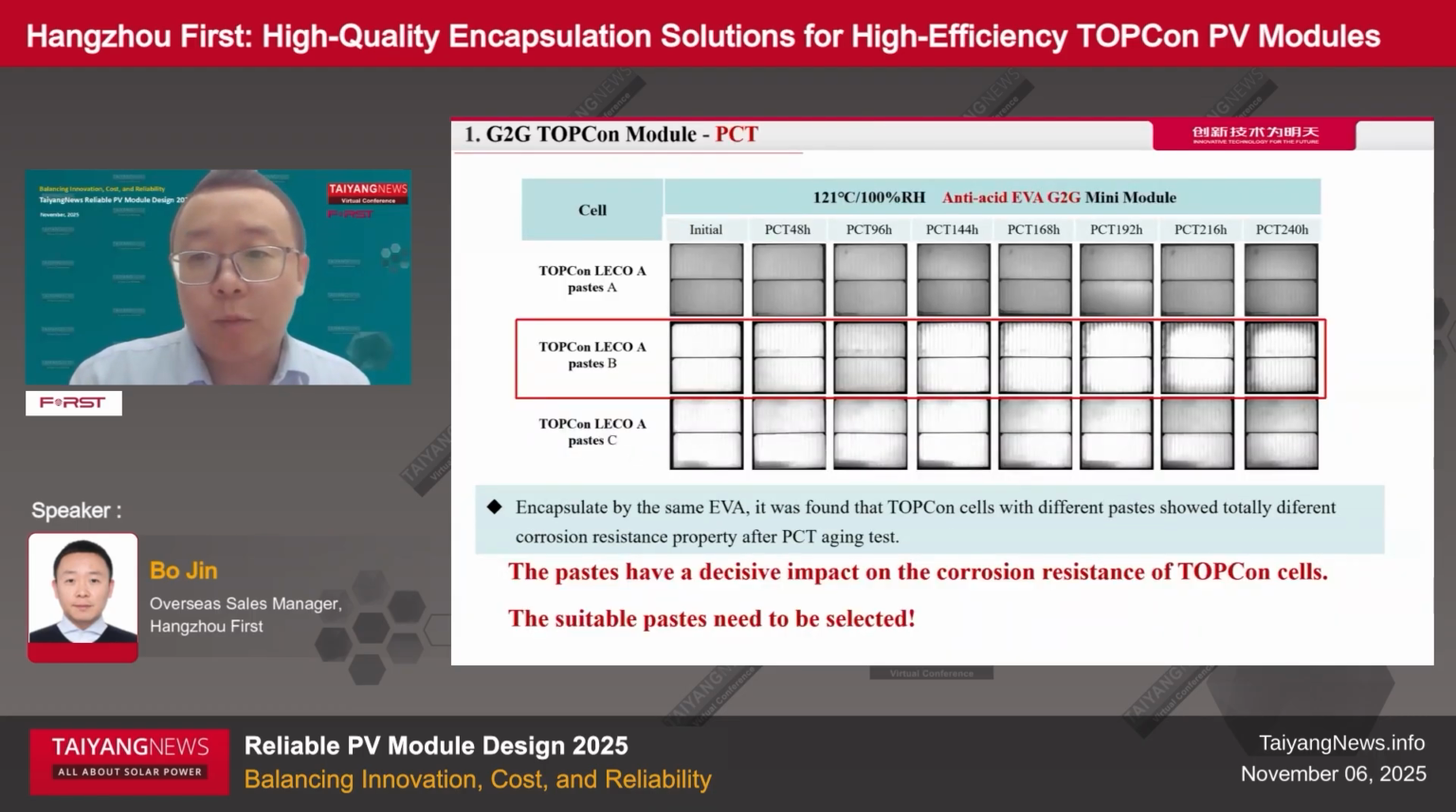So since we talked about the paste, we also did the TOPCon module test with different paste material, paste A, paste B, and paste C. You can see that by using different paste, the result is also very different. When we use paste B, the PCT test result shows the worst scenario. So in our opinion, the paste has a very decisive impact on the corrosion resistance of the TOPCon cell, and the suitable paste needs to be selected.